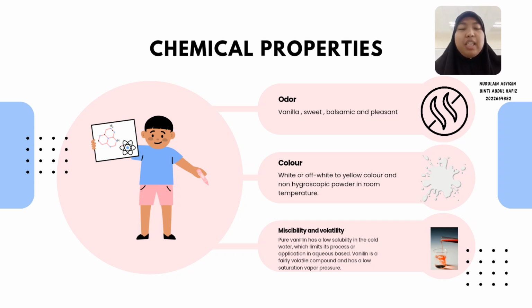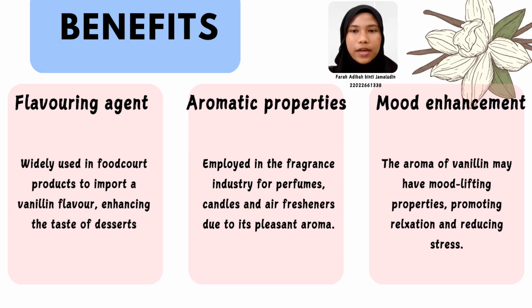For the miscibility of vanillin, pure vanillin has a low solubility in cold water, which limits its application in aqueous bases. For the volatility, vanillin is a fairly volatile compound and has a low saturation vapor pressure. That's all for the chemical properties of vanillin. Thank you.